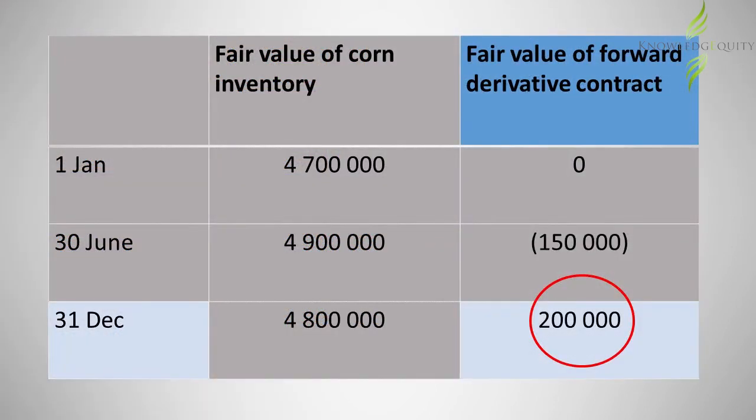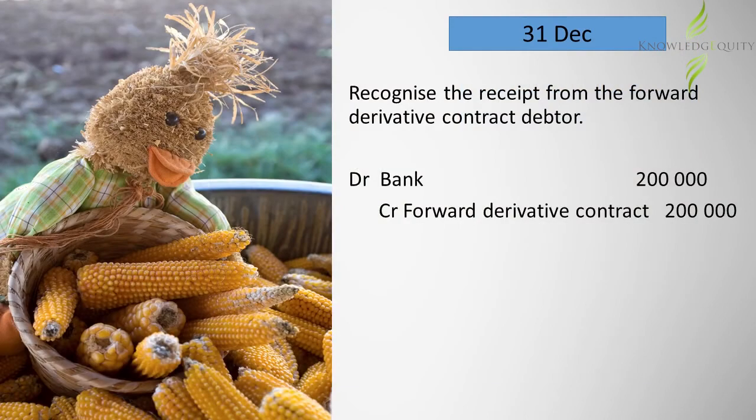$200,000 is the fair value of the forward derivative contract on 31st December, which is also the maturity date. Because this is a positive balance, it indicates that Cornwall Limited will be receiving this balance. So the journal would be to debit bank with $200,000 and a corresponding credit to the forward derivative contract.